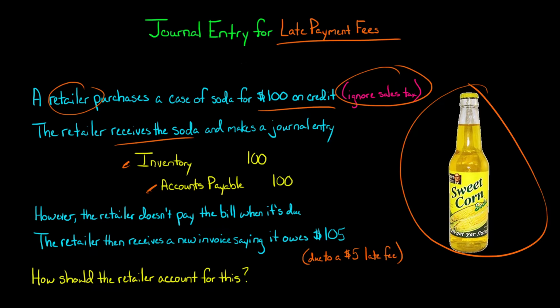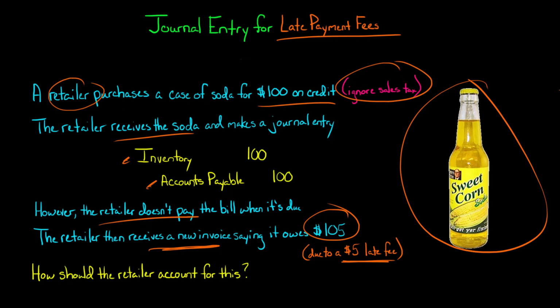Now, here's the catch. Let's assume that when the bill comes due, the retailer does not pay the bill. So now they are late, they are delinquent on this bill, so they receive a new invoice saying that they owe $105 now because there has been a $5 late fee that has been assessed for not paying the bill on time. So they still owe the original $100, but now there's an additional $5 tacked on as a late payment fee. So the question is, how should the retailer account for this?